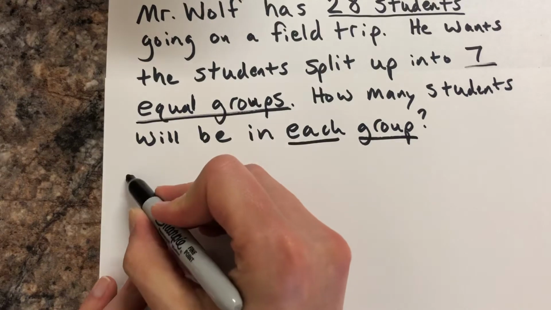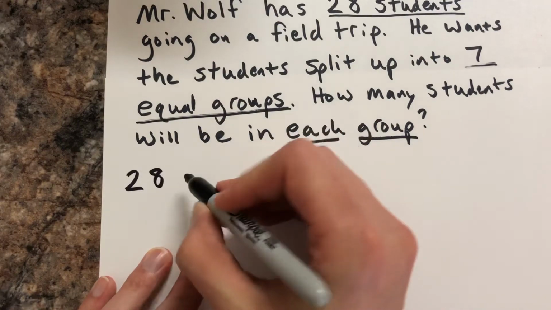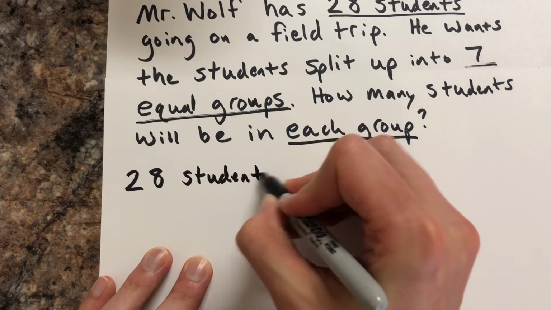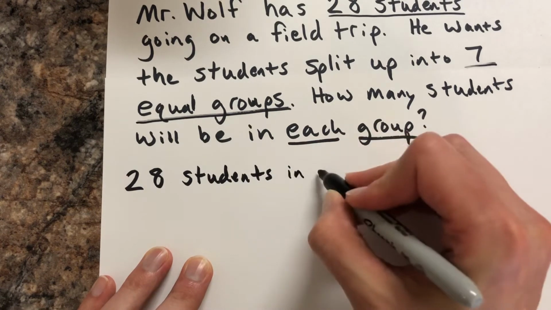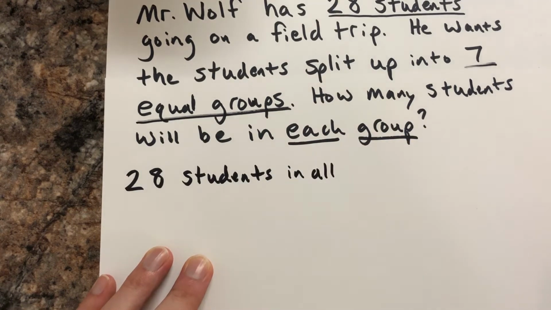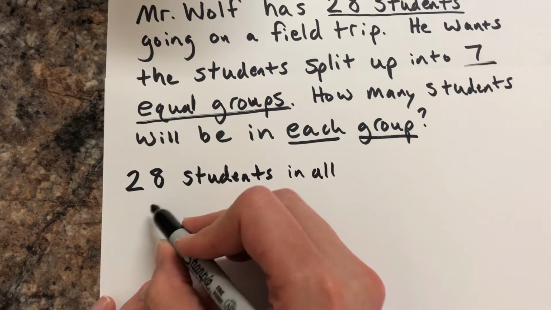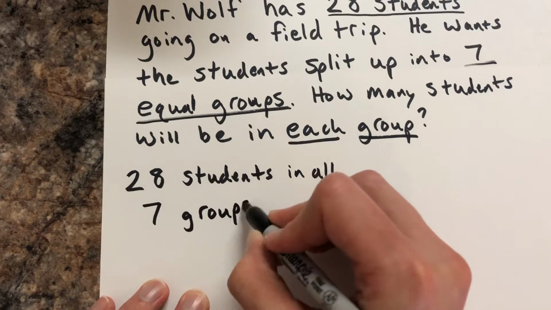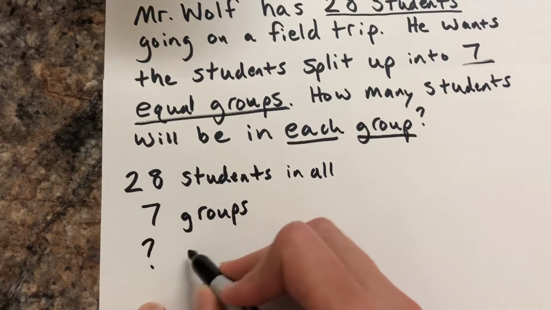I know the total. 28 students in all, right? That's the total number of students going on the field trip. I've got 7 groups, right? I don't know how many in each.